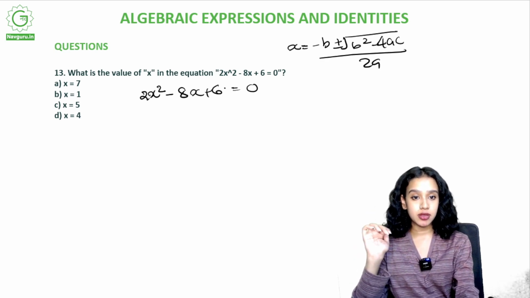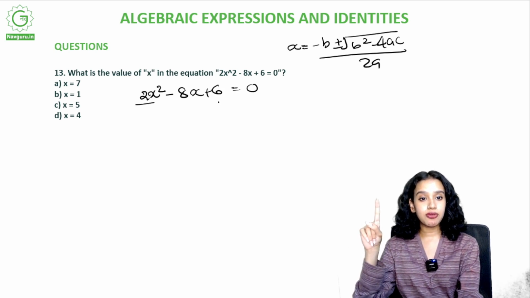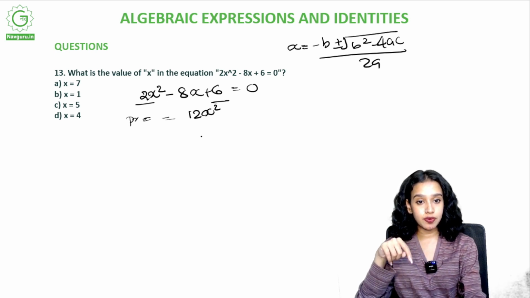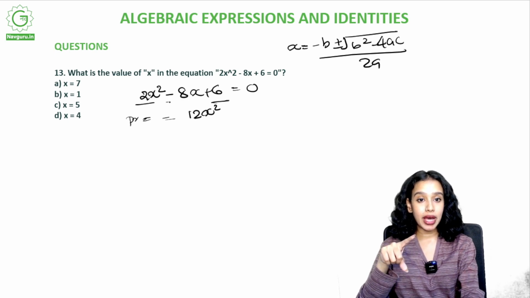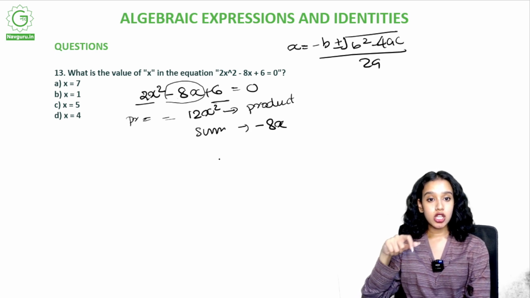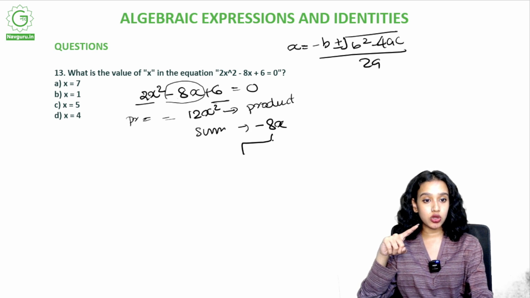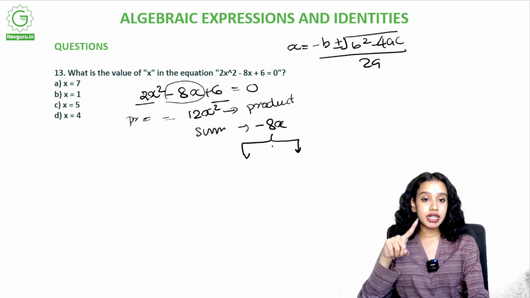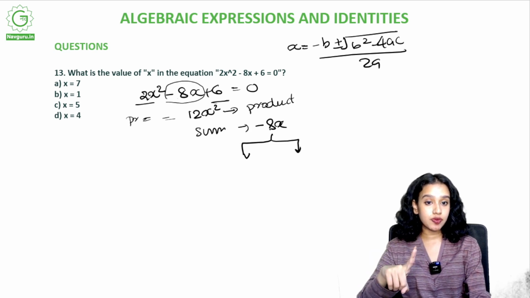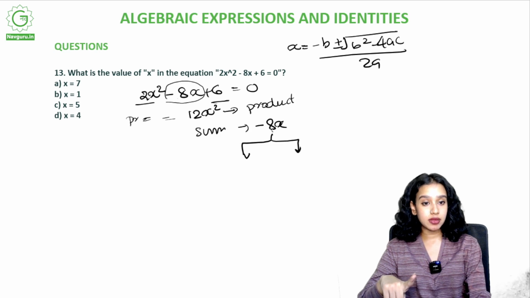Now, we could split the middle term. Before splitting the middle term, we will find the product of the first and the last term. So, the product of the first and last is 6 into 2, which is 12, so we have 12x square, right? And then we have minus 8x. So, the product should be 12x square and the sum should be minus 8x, right? So, we need to split minus 8x into two terms. Both should be negative because the product is positive, and their sum should be minus 8.